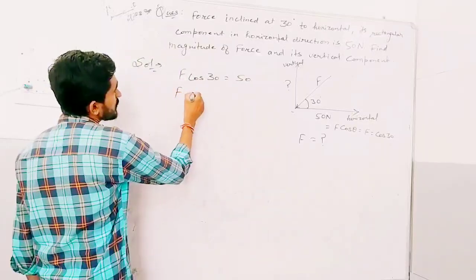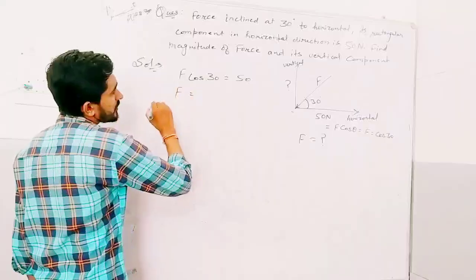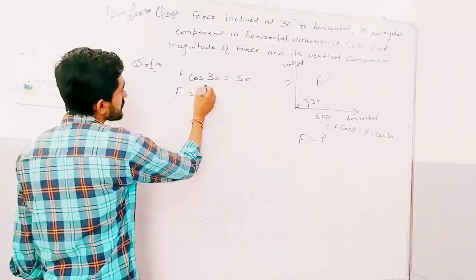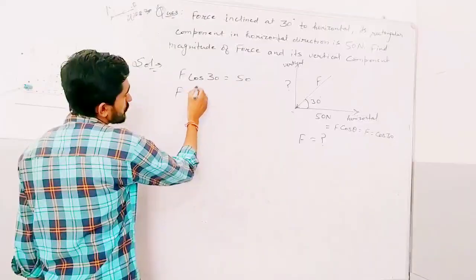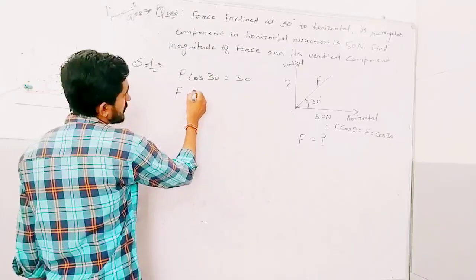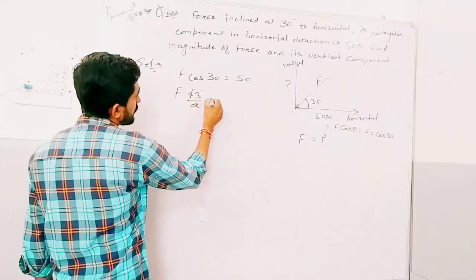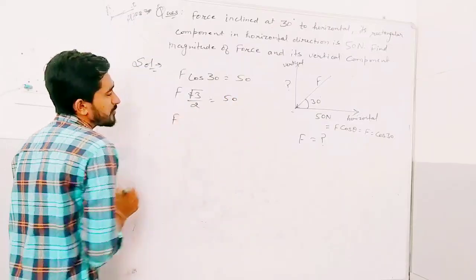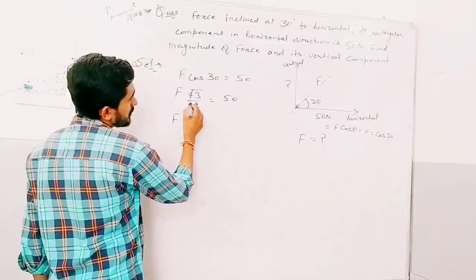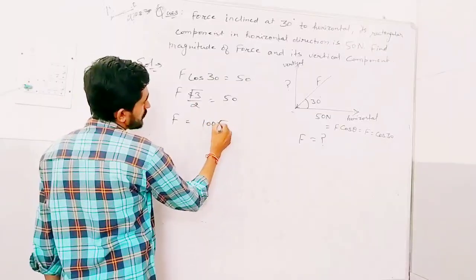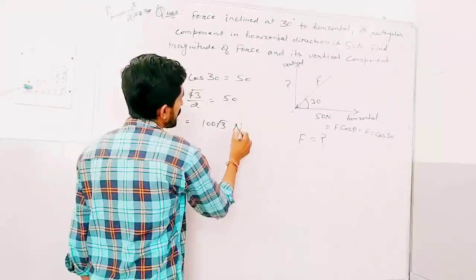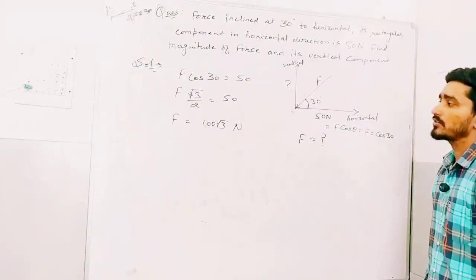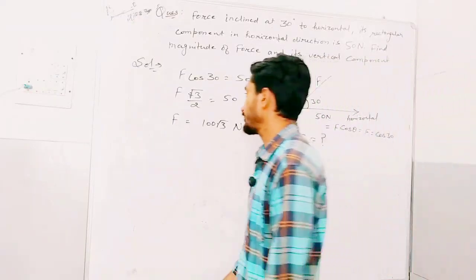And then what will be the value of f? This cos 30 is root 3 by 2. This f cos 30, with cos 30 as root 3 by 2, is 50. Then what will be the value of force? This becomes 100 root 3 Newton.